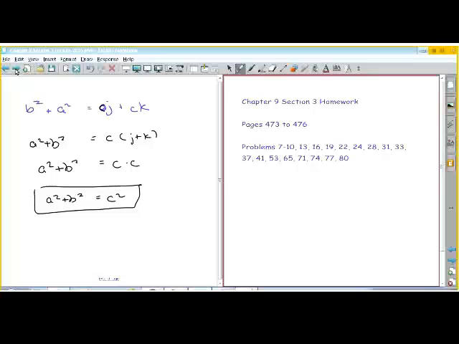So the homework for this section, I don't know if I showed this last time or not. We've gone through all the kinds of homework problems that you'll see. Describing different kinds of triangles, actually, I think that was the second section. This is using the Pythagorean theorem as well as similar triangles.